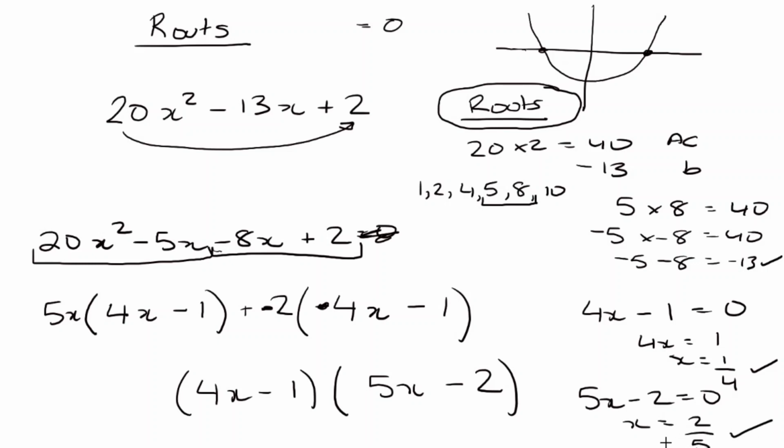So what we found is that at these two points, that is where the graph would be at 0. So those are our x-intercepts, if you like. And that's generally why we like to factorize quadratic equations, so that we can find the roots.